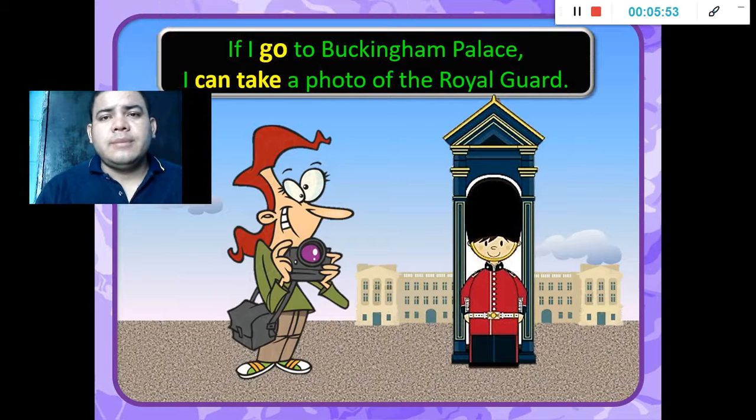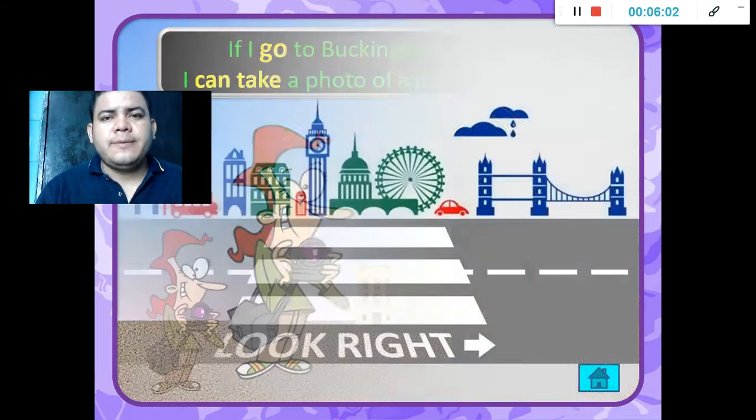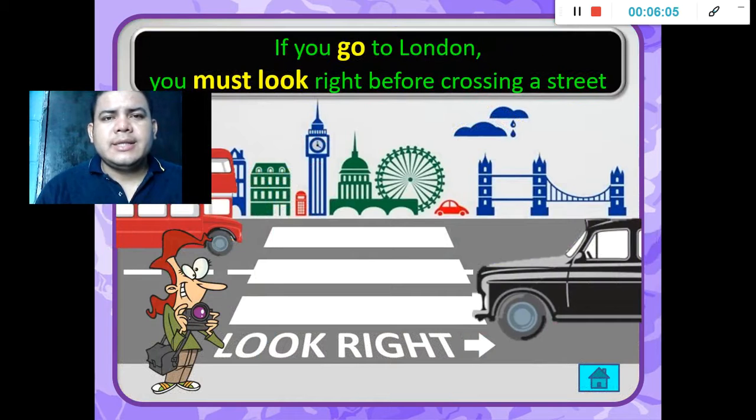If I go to the Buckingham Palace, the Buckingham Palace is another place that is very famous, right? And I can take a photo of the Royal Guard, right? This is another example. And if you go to London, you must look right before crossing the street. Remember that in England, the cars are driven in a different direction. In El Salvador, we drive to the left, but in England they drive to the right. So it means that when you are going to cross the street, you don't have to look to the left, you have to look to your right, right?